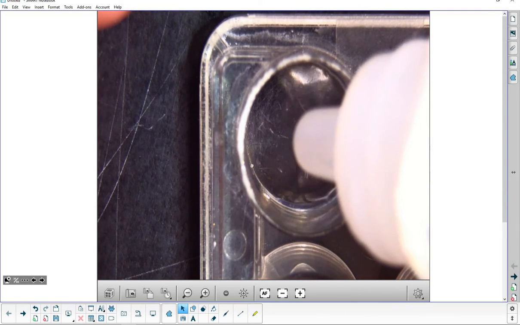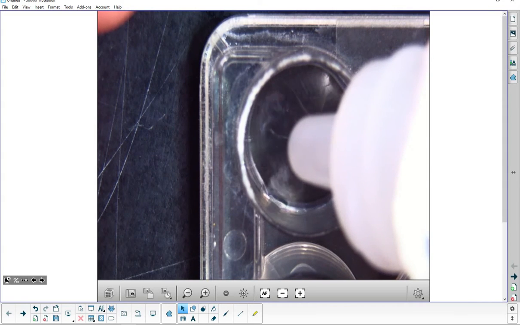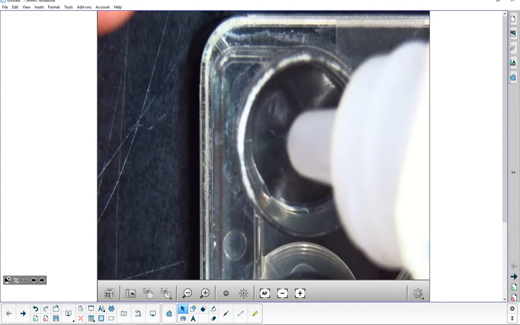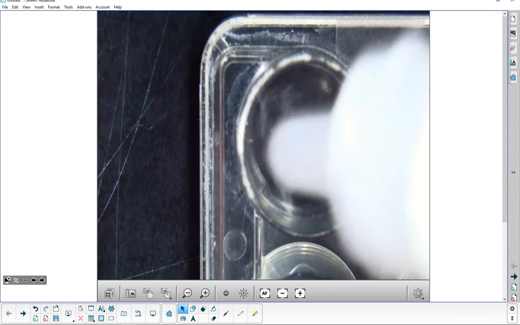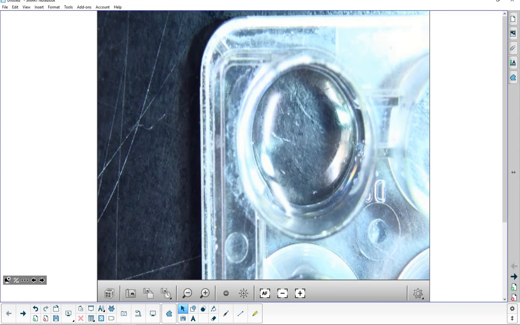Okay, so I'm just going to put some in here. 1, 2, 3, 4, 5, and so on up to 30. So 30 fills the well about halfway. So you might be able to get away with 40, but we're going to do 30.